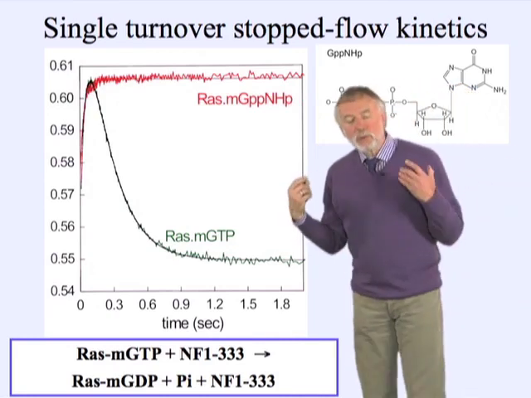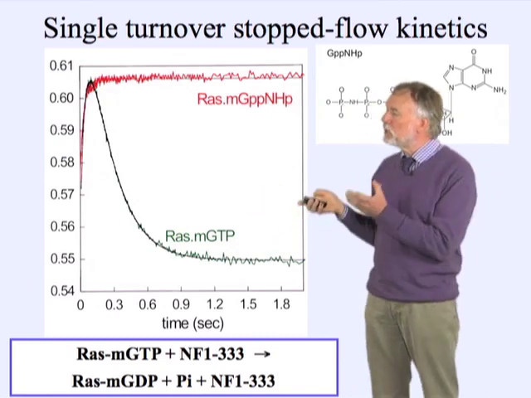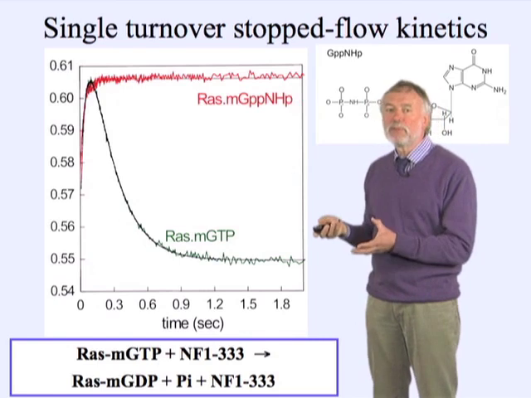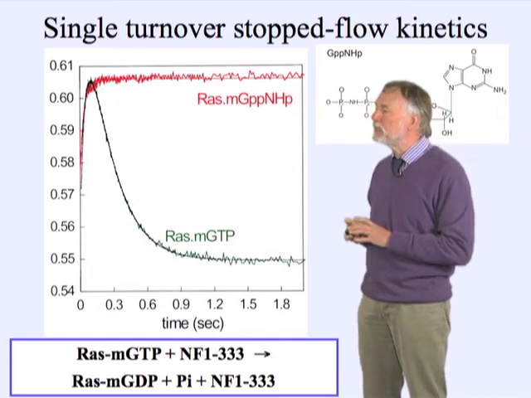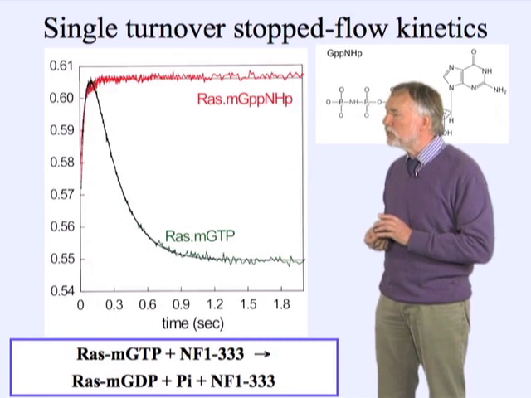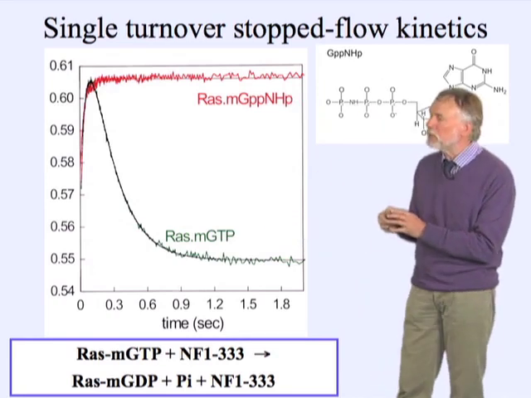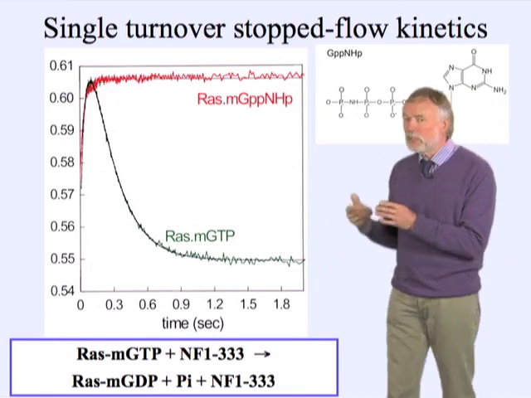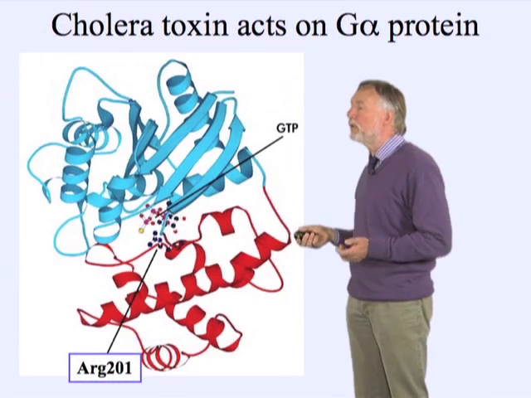So one may ask, in this reaction, which residues on GAP are involved in mediating this fast GTP hydrolysis reaction, the 10 to the 5-fold stimulation of the GTPase reaction. And obviously, you were thinking of which residue, which amino acid could do the job. Or is it more than one amino acid?